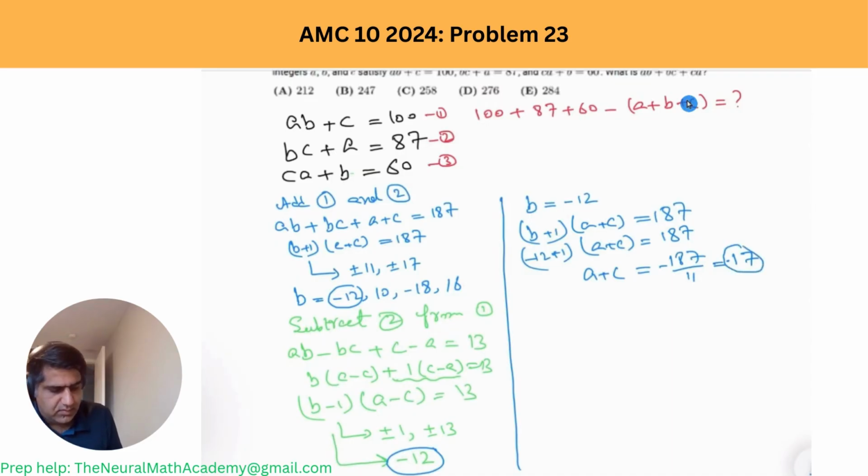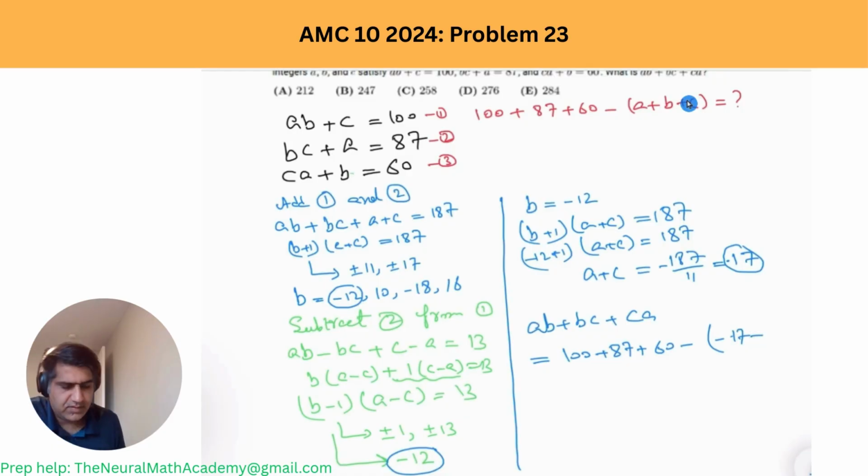So then the value that we want to find for AB plus BC plus CA is simply 100 plus 87 plus 60 minus, we have minus 17 and minus 12, right? Minus 12. So if we solve, then we will get 276, and that is the answer for this problem.